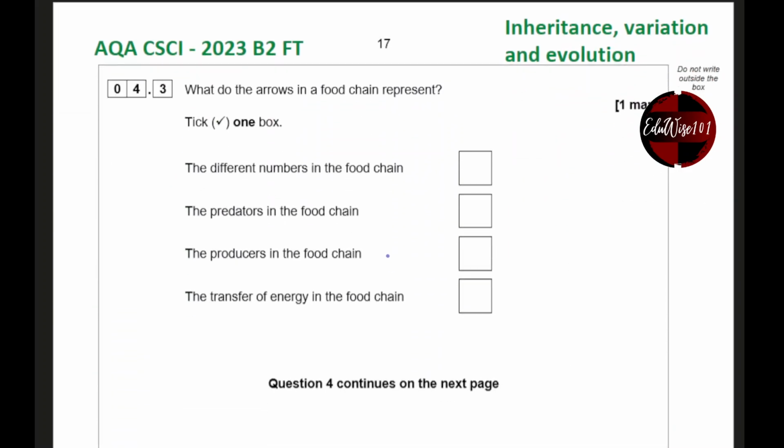What do the arrows in the food chain represent? Okay, so we've kind of answered this question. The options are the different numbers in the food chain, the predators in the food chain, the producers in the food chain, the transfer of energy in the food chain. The arrows are showing the transfer of energy in the food chain, or the direction.